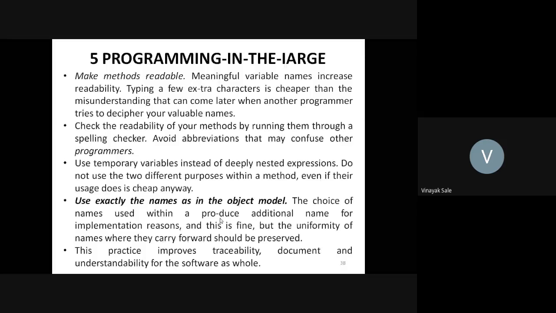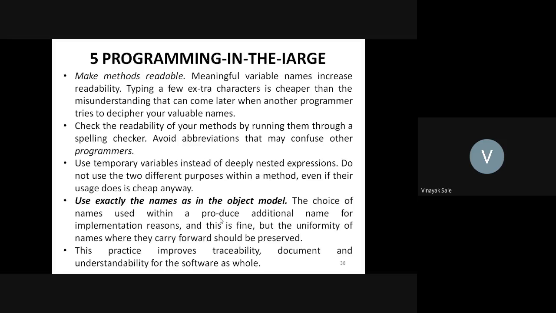even if their uses do not overlap, it is cheap anyway. Use exactly the same names as in the object model. The choice of names used within a procedure may include additional names for implementation reasons, and this is fine, but uniformity of names where they carry forward should be preserved. This practice improves traceability, documentation, and understandability of the software as a whole.